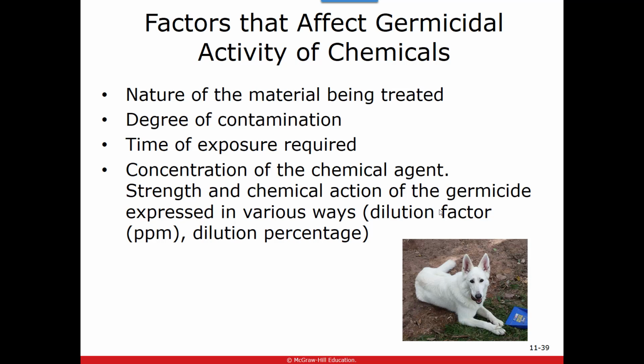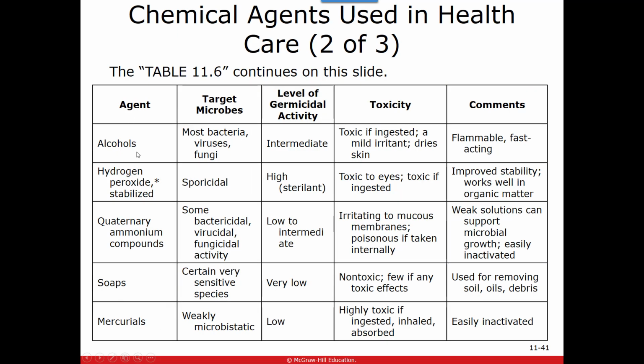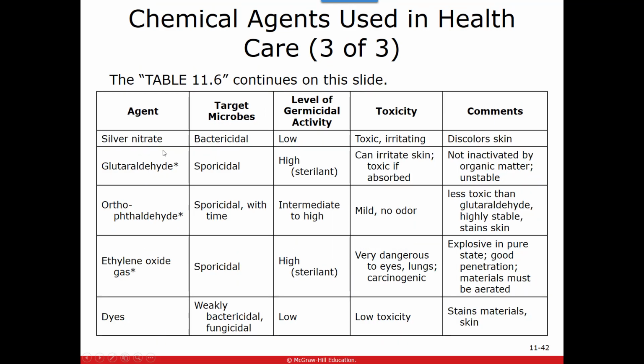Now, chemical agents that are used in healthcare, I'm going to go over a few of these. But just down the left-hand side here, some of the agents, this is going to show you the targets. You can take a look at this more if you want to in your book. But chlorine, iodine, phenolics, the chlorhexidine, there's alcohols, hydrogen peroxide, various quaternary compounds, soaps, various mercurials, silver nitrate, glutaraldehyde, orthoaldehyde, various types of gases, and various types of dyes. So lots of different types of agents can be used to kill.